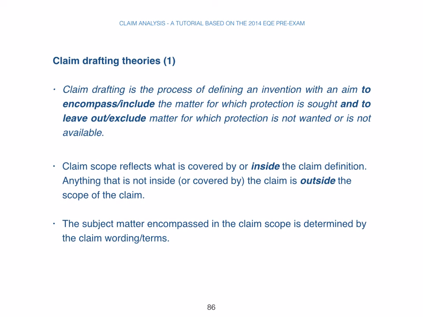The examiners have used the term claim scope several times, and here is a definition of claim scope. Claim scope reflects what is covered by or inside the claim definition. Anything that is not inside or covered by the claim is outside the scope of the claim. Note that the technical subject matter encompassed by the claim scope is determined by the claim wording or the terms of the claim.